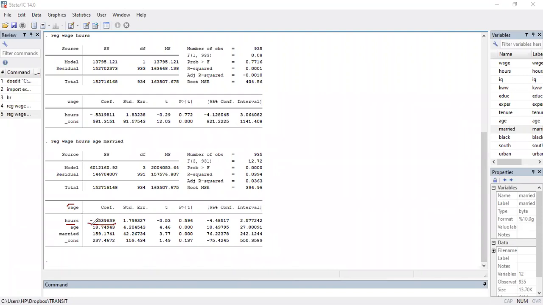If you want to use the value to interpret it, this is how we do the interpretation. If a worker should increase the number of hours that he works per week by 1 hour, then wage will reduce by the value that you have here. The value is 0.95. So wage will reduce by 0.95 if hours of work should increase by 1. Are we together?